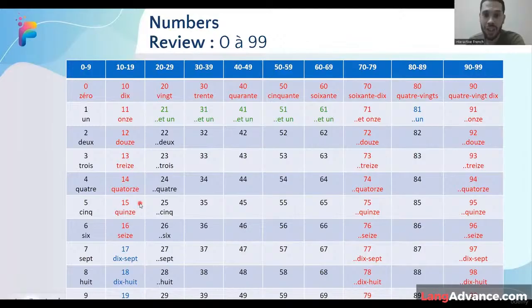Next, we've got 15, right? And then we have 16, okay? Next, 17. 18. 19, right? Remember, for 17, 18, 19, it's 10, 7, 10, 8, 10, 9.